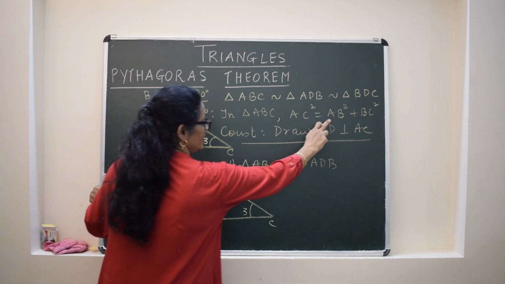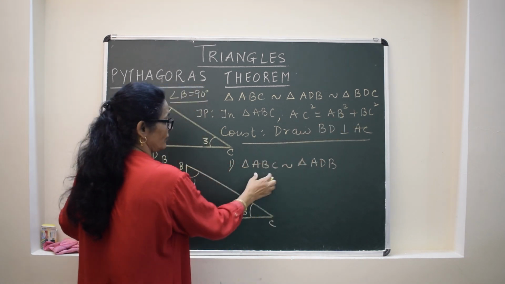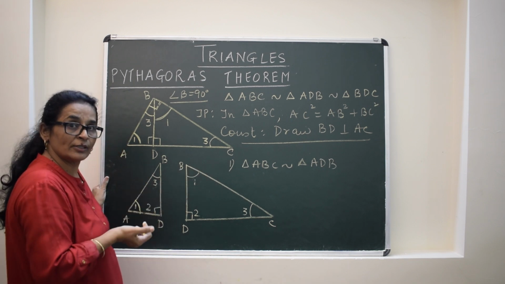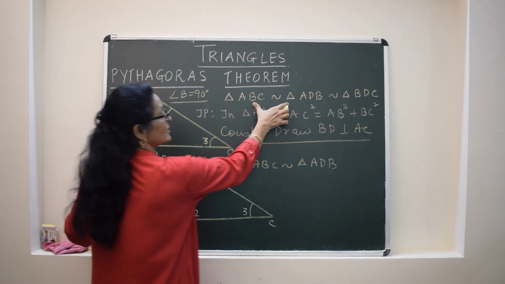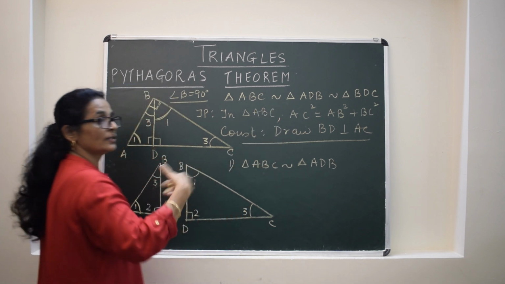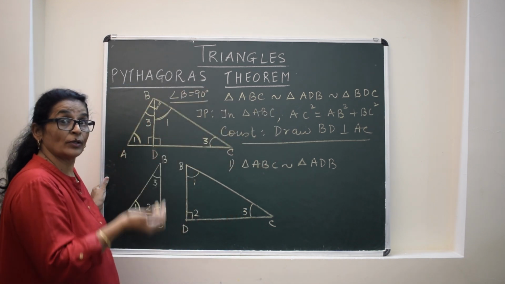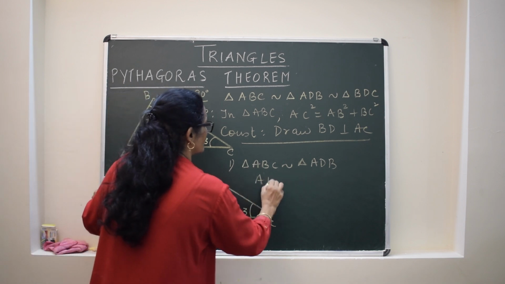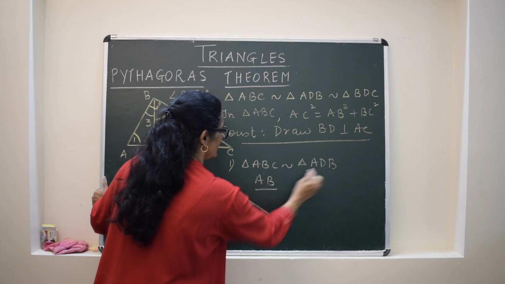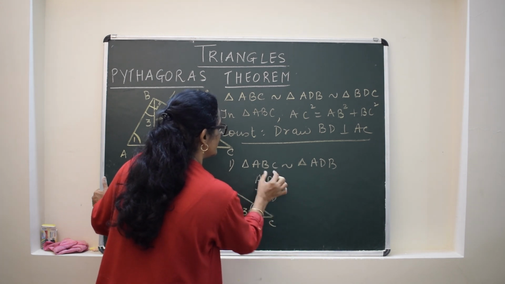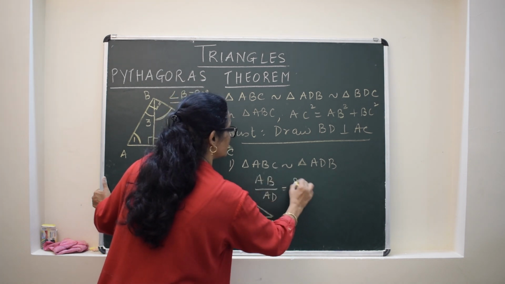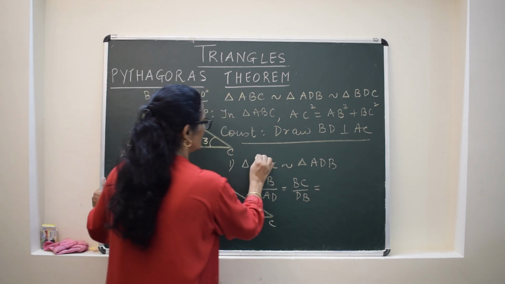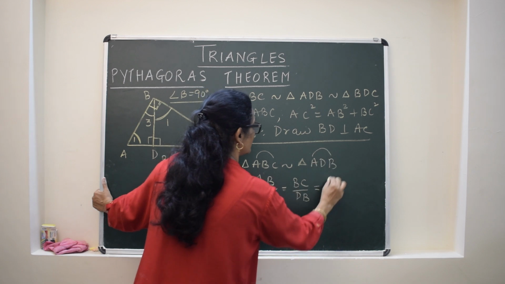So our need is AB square and BC square. We are not going to find out how we are going to get AB or how we are going to get BC. We will simply take one set at a time and we will write all three corresponding sides in the same ratio, and out of that we will choose what we require. So here AB upon AD is equal to BC upon DB is equal to AC upon AB.